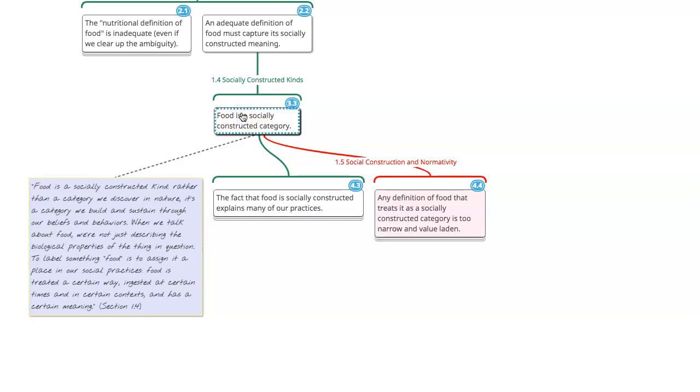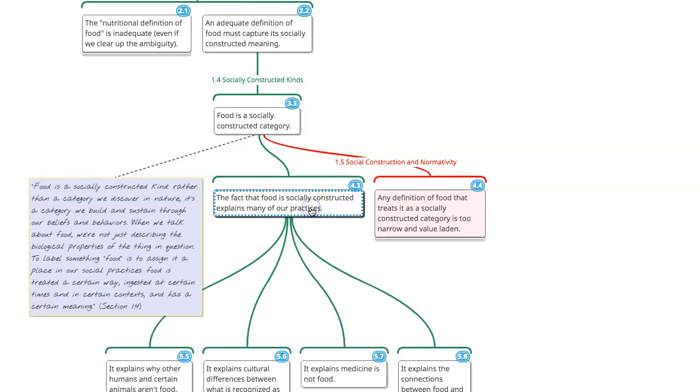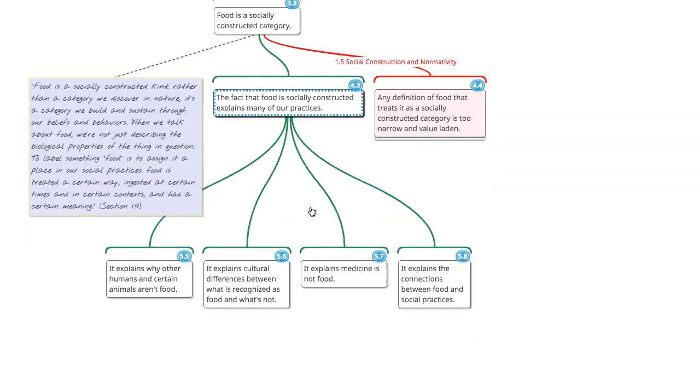Okay. So why think that? This is what it means to say that, but what are the reasons? One line of reasoning is that the fact that food is socially constructed, if that's a fact, explains many of our practices. So if we understand food as a socially constructed category, that explains why other humans and certain animals aren't food. It explains cultural differences between what's recognized as food and what's not. It explains why medicine is not food.